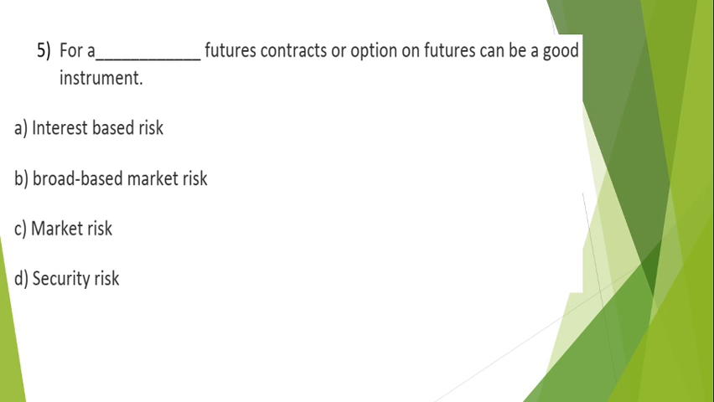Similarly, we have another question. For a dash, futures contracts or options on futures can be a good instrument. Option A, interest-based risk. Option B, broad-based market risk. Option C, market risk. Option D, security risk. What would be the answer for this particular question? The answer is option B, broad-based market risk. For a broad-based market risk, futures contracts or options on futures can be a good instrument.